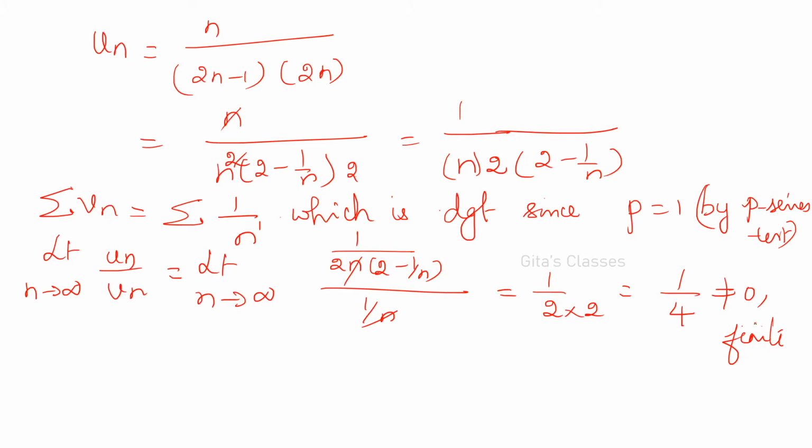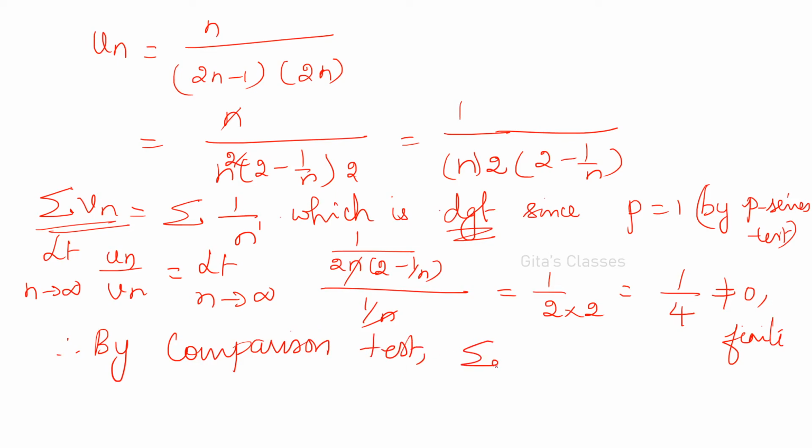Therefore now you can write, depending on sigma vn, you can decide the nature of sigma un. Sigma vn is divergent. Therefore by comparison test, sigma un is also divergent. Okay, one more question. This is a standard question. Next question you can expect for 5 marks minimum.